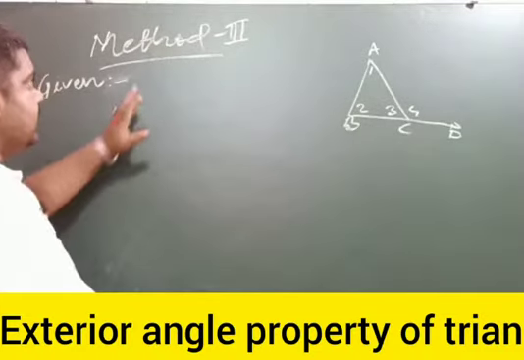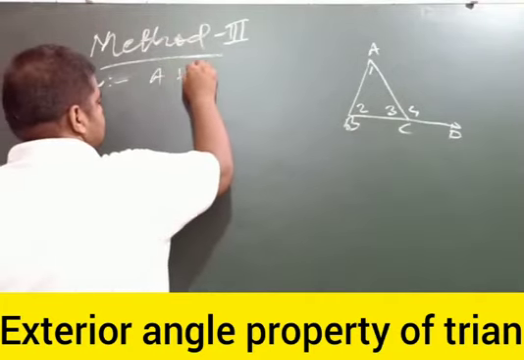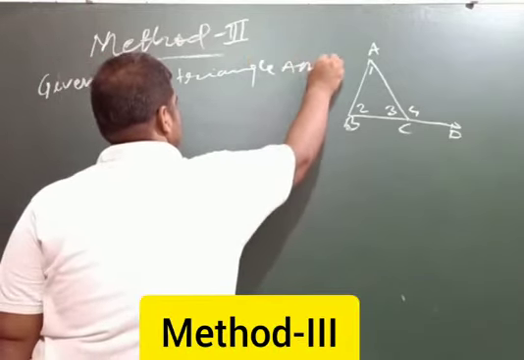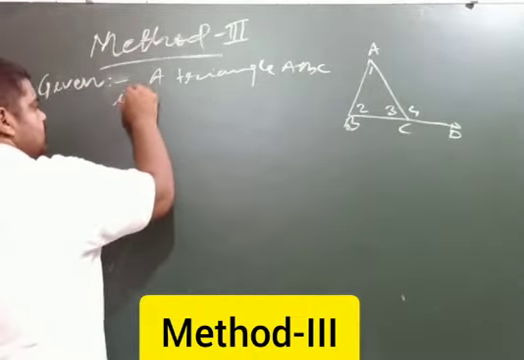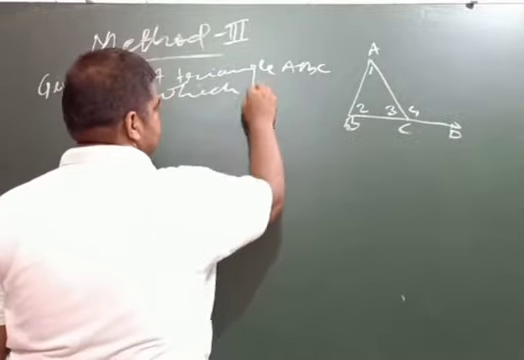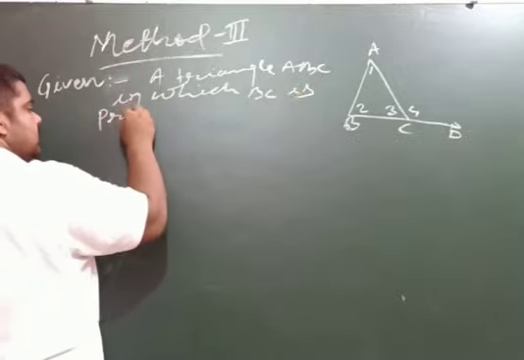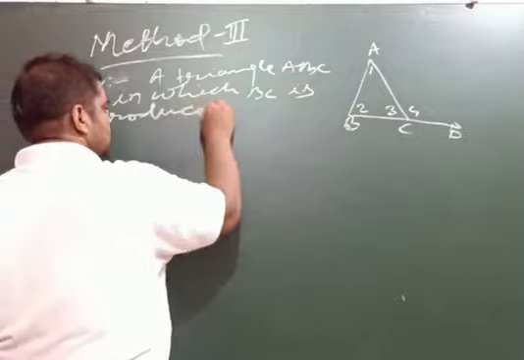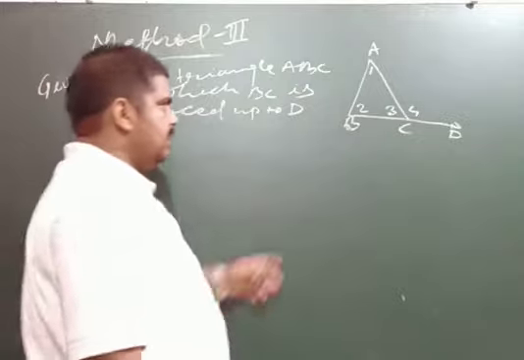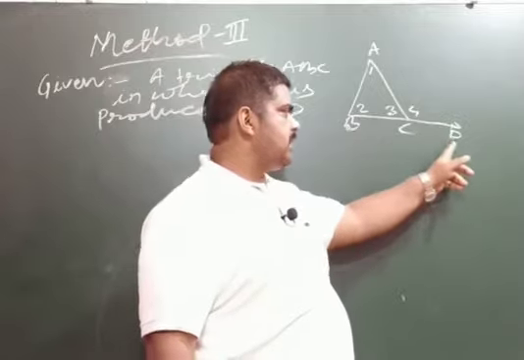In method third you may use: given a triangle ABC in which BC is produced up to D. BC is produced or extended; two words you can use. BC is produced up to D.